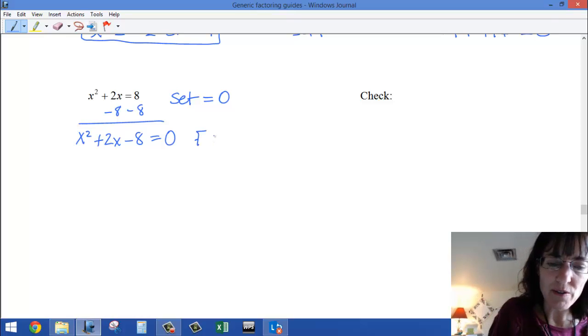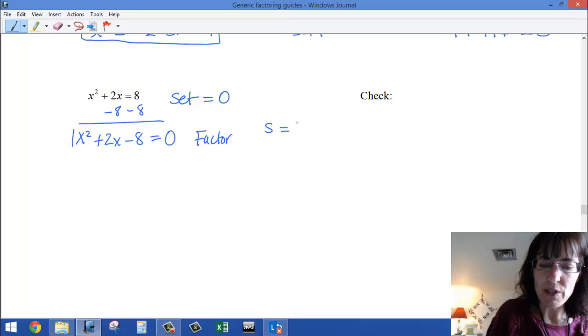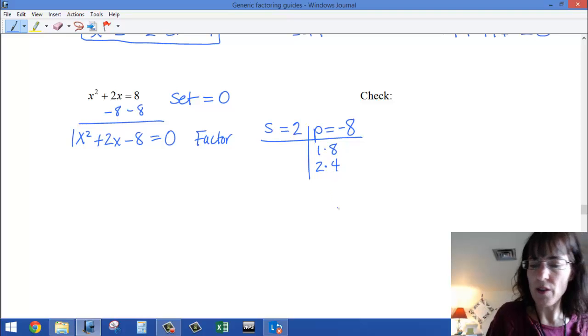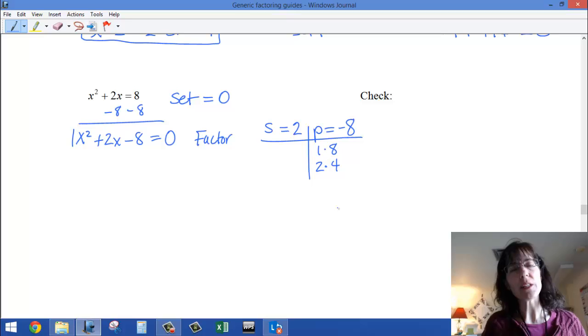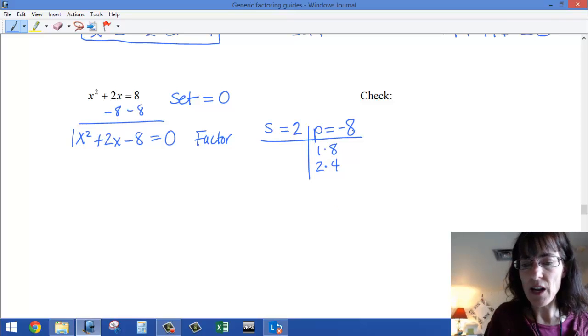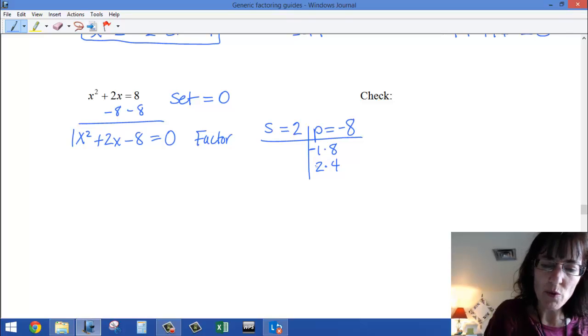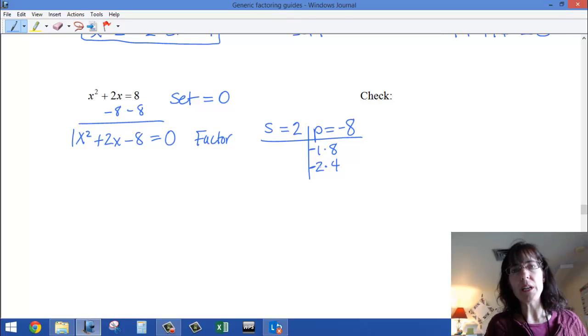Now I can actually factor. So I'm going to factor that. I see I have a lead coefficient of 1, so my sum is 2. My product is -8. I have 1 times 8, 2 times 4, and that's my complete list. I have a negative product and a positive sum, so my smaller number needs to be negative.